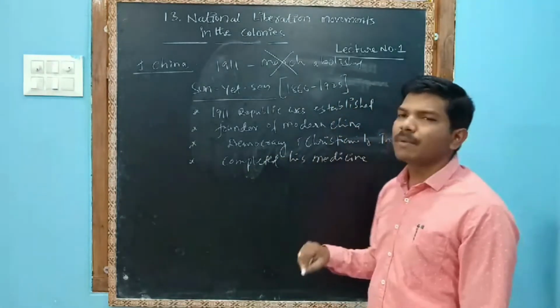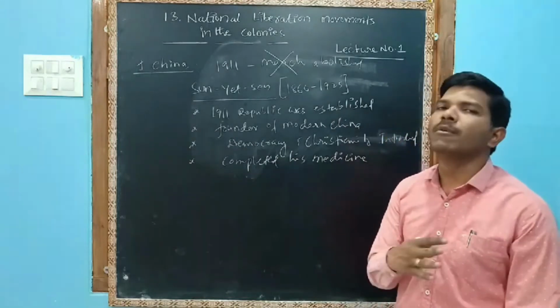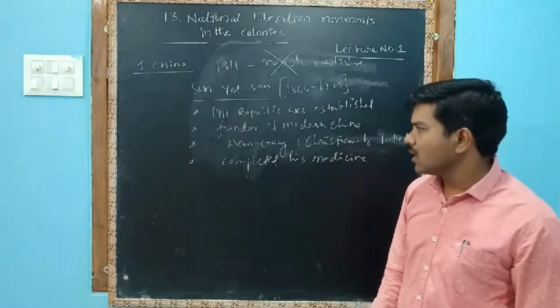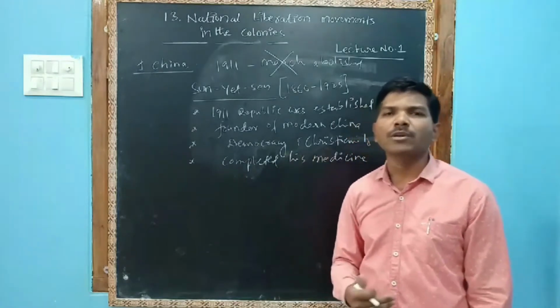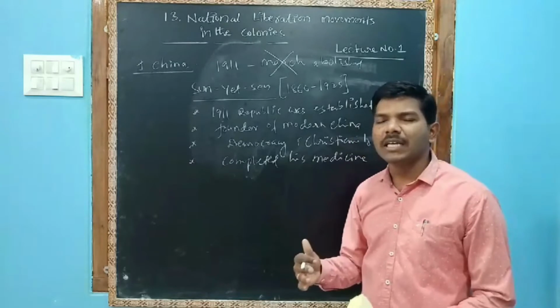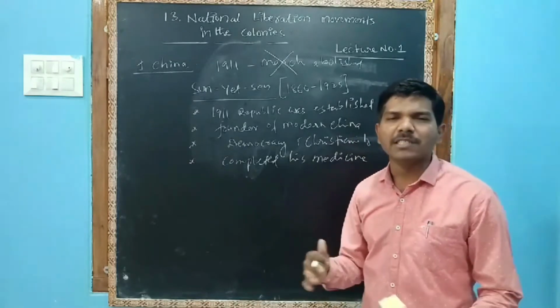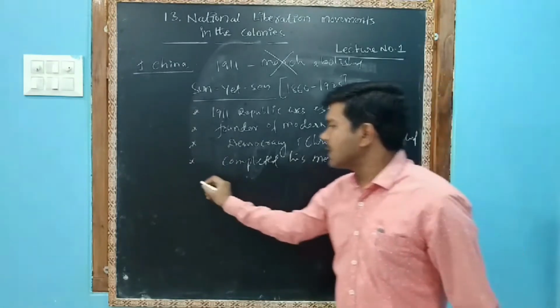When he completed his medicine, he was worrying a lot about the Chinese situation. The Chinese situation was very bad. The Manchu dynasty was not controlling it. Hence, it was a very bad situation to control.